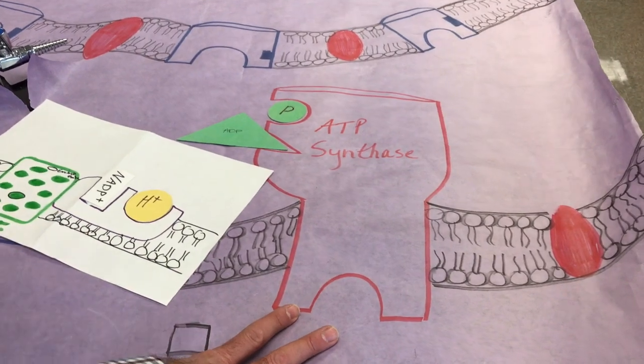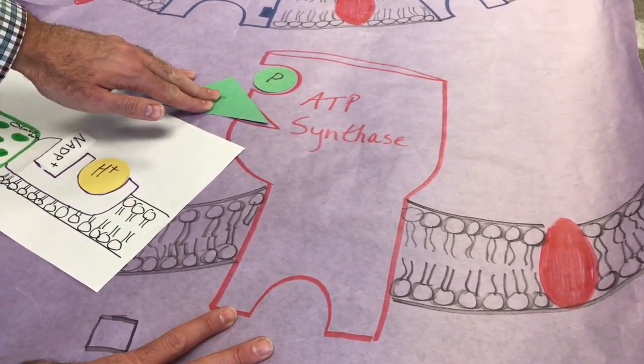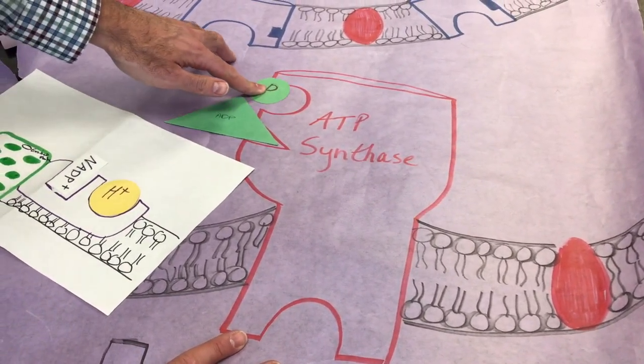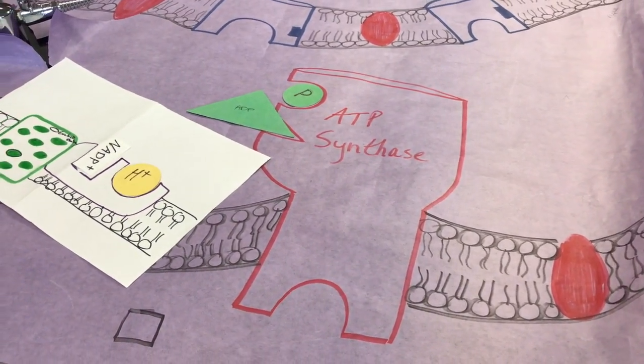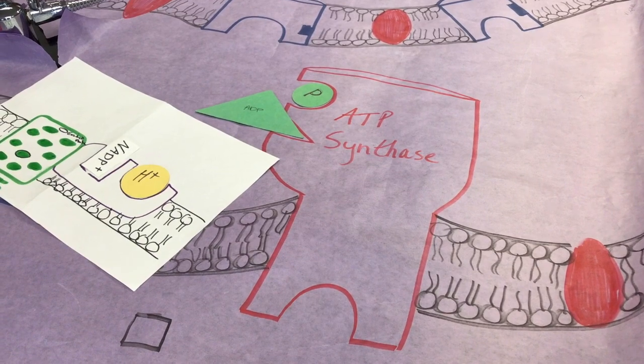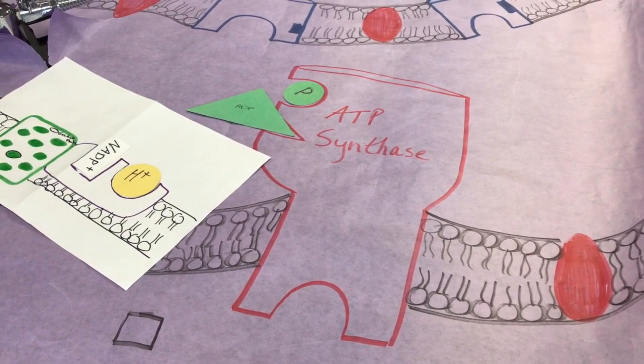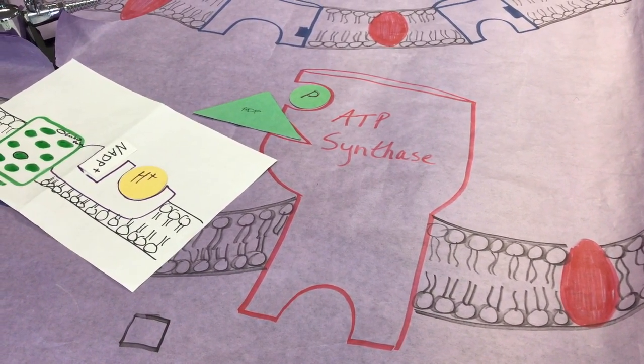And then we also have ATP synthase, just like in cellular respiration. It's got a binding site for ADP. It's got a binding site for phosphate, but it can't stick those two together yet because that process is endergonic and it doesn't have the energy to do that yet.